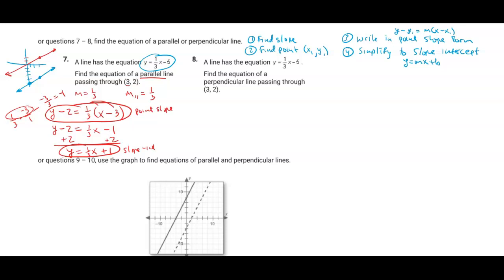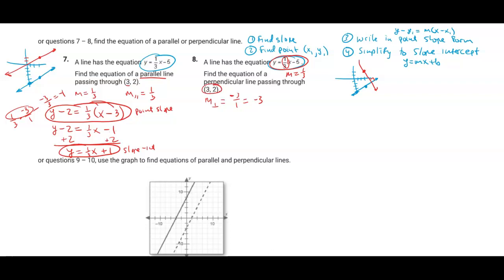Now the next one, using the same line, but this time you want to go through that line. So 0, -5, up 1 over 3. But now we want to go through 3, 2, and we want to be perpendicular to this line. So the only thing I need from this equation is the slope. And the slope of that line is 1/3. It's always the number in front of x. So the slope of my new perpendicular line is going to be the opposite, which is going to be negative. And then the reciprocal of 1/3 would be 3 over 1. So the slope is -3.